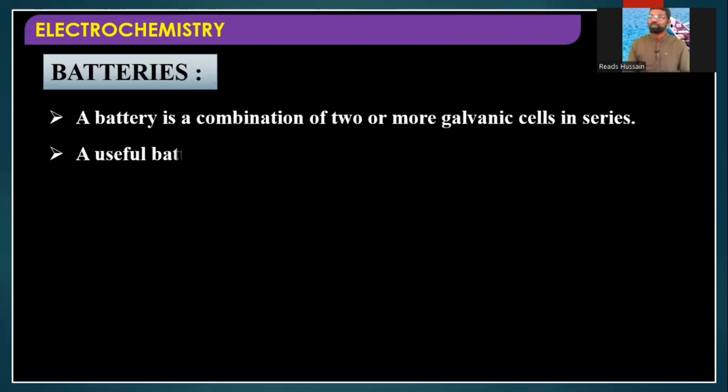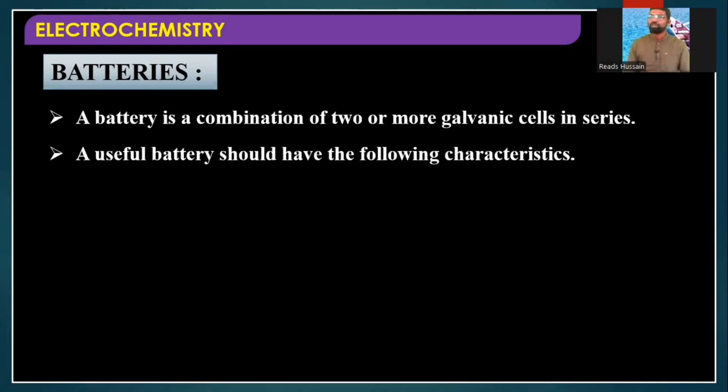Before going to that, let's see some basic characteristics of a battery. If you have a pen and a notebook, please note down. A battery is a combination of two or more galvanic cells in series. We have discussed galvanic cells in the beginning of electrochemistry, isn't it? So by the combination of two or more galvanic cells, we can make a battery.